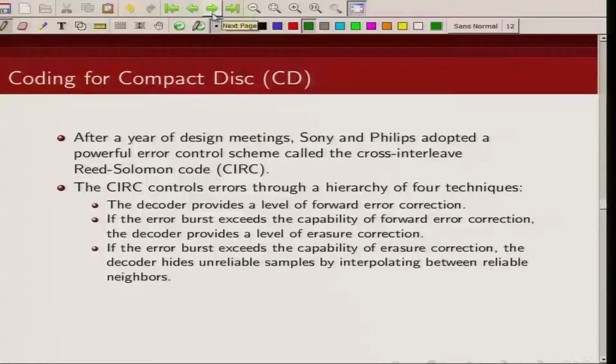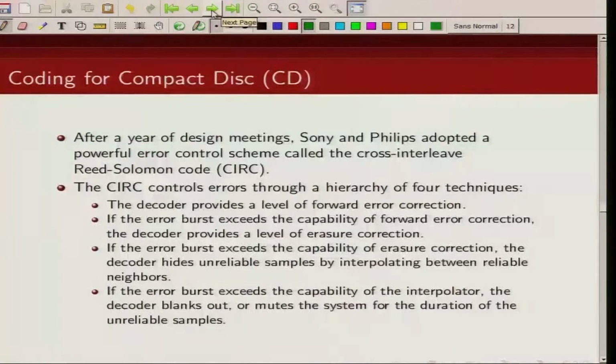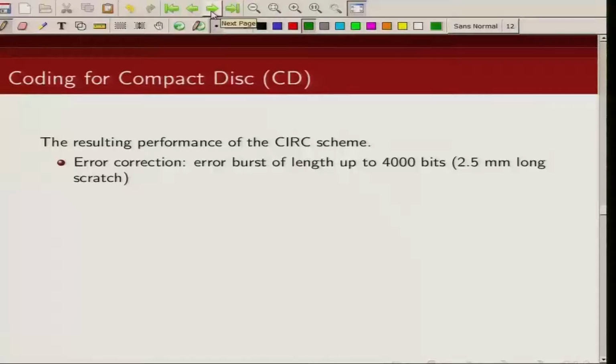Third, if the error burst exceeds the capability of erasure correction, then the decoder tries to do some sort of interpolation between reliable neighbors so as to estimate what the data is. And if even interpolation fails, then the decoder just blanks out and you will hear a boop, a kind of mute sound, when the error is big enough that even interpolation cannot work.